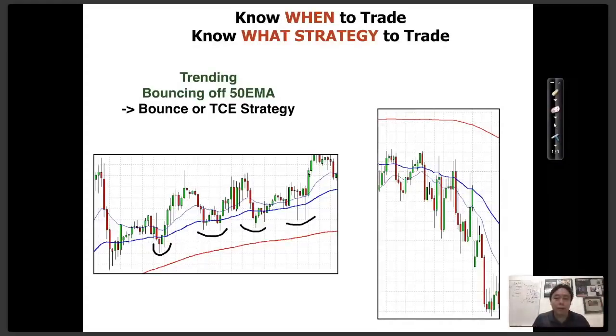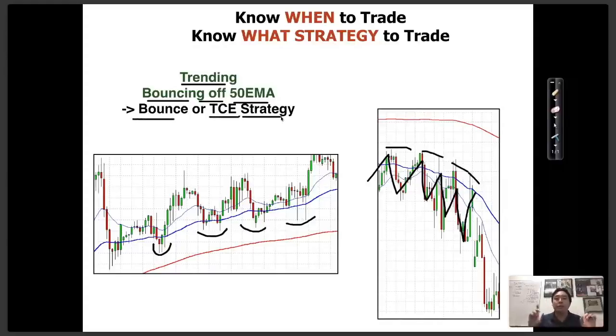So again, this is the uptrend version, and this is the downtrend version, trending and bouncing off the 50 EMA. Can you see that? Boom, bounce off, boom, boom. So the 50 acts as a strong resistance. Once I see that pattern, I look to use the bounce or TC strategy that works best for the 50 EMA. And I'll show you the entry and exit rules in a short while.